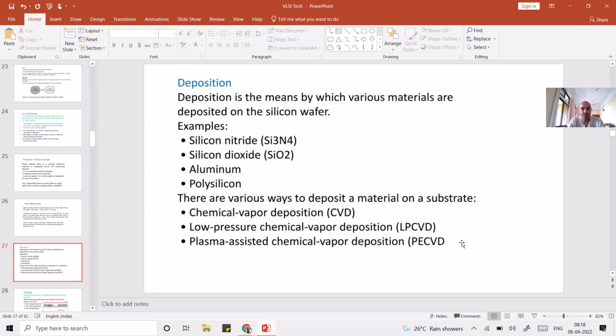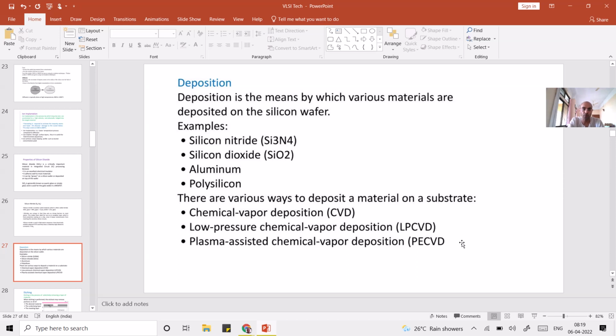So the next step which we have to see is deposition. As I have already told, we have to deposit SiO2 sometimes. First of all, what is deposition? Deposition is forming a layer over a surface, or forming a layer over another layer, depositing a layer of a certain material over the other material. That is called deposition.